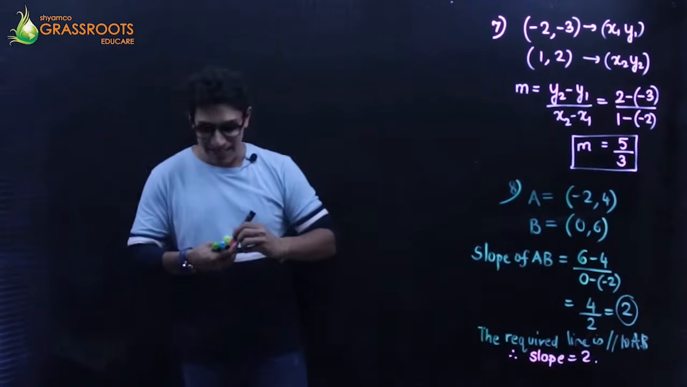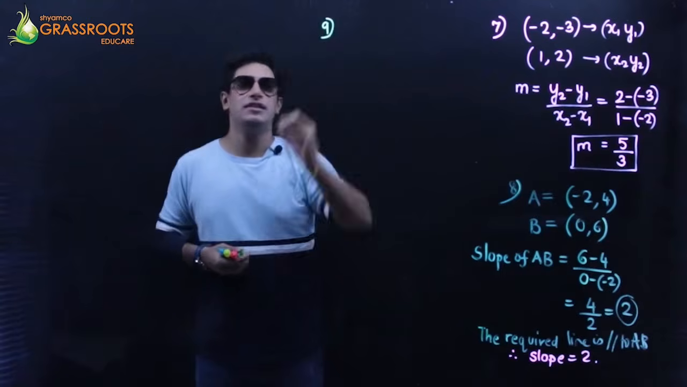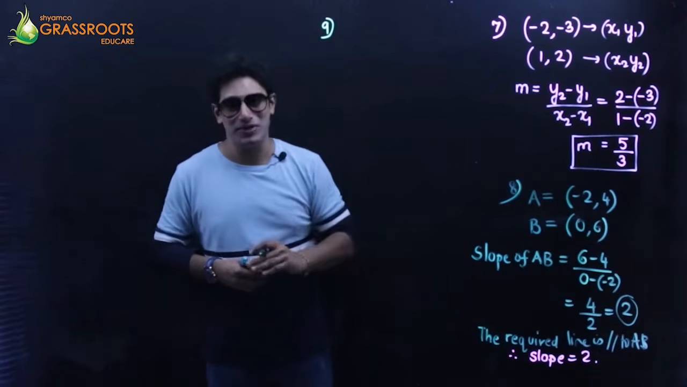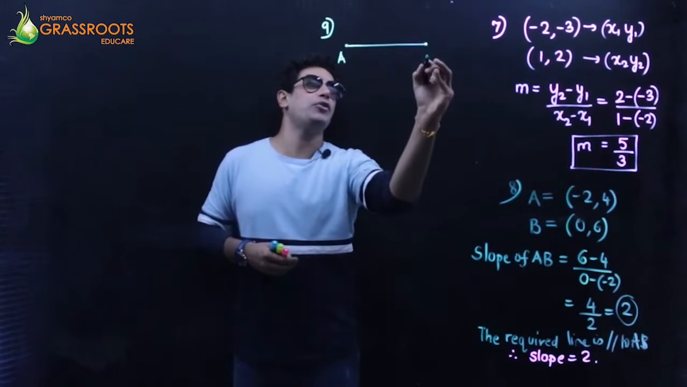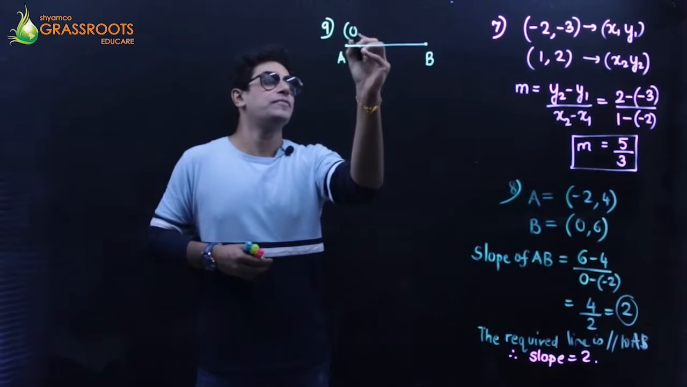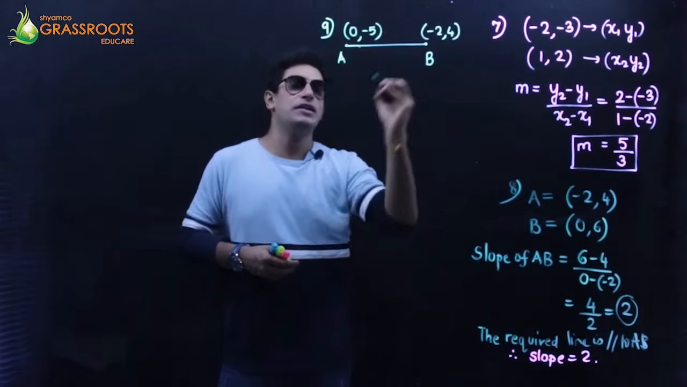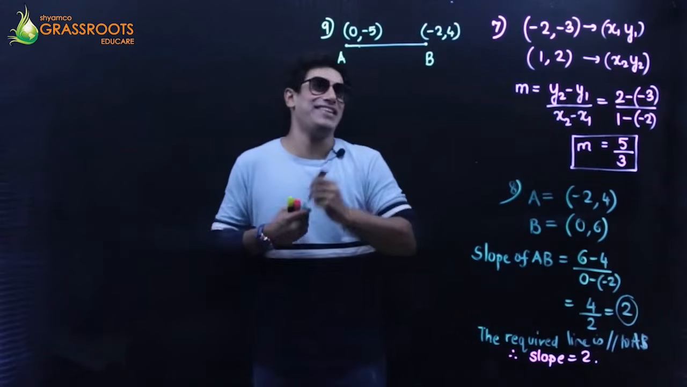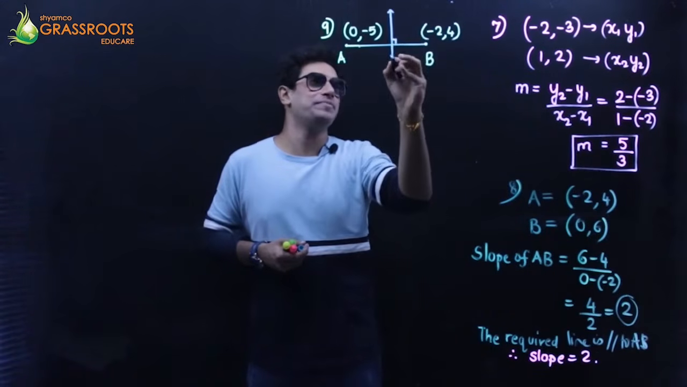Coming to the next question, the 9th question. Very short, simple sums. Find the slope of a line perpendicular to AB. We have a point A and a point B. A is 0, minus 5 and B is minus 2 comma 4. I have to find the slope of the blue line, which is perpendicular to AB.